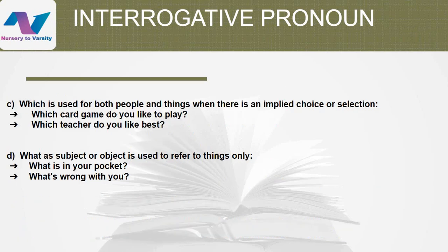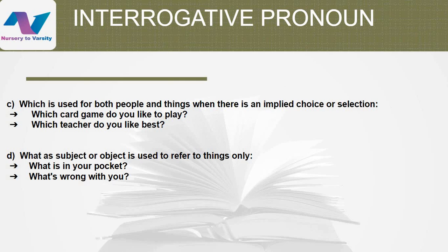Moving on to which, which is used both for people or things. But the condition here is when there is an implied choice or selection. For example, when you have a presupposed set of options, then we use which. Which card game do you like to play? Maybe the speaker has a number of options with him. It's not maybe, definitely the speaker has a number of options with him. And that is the reason we are using which.